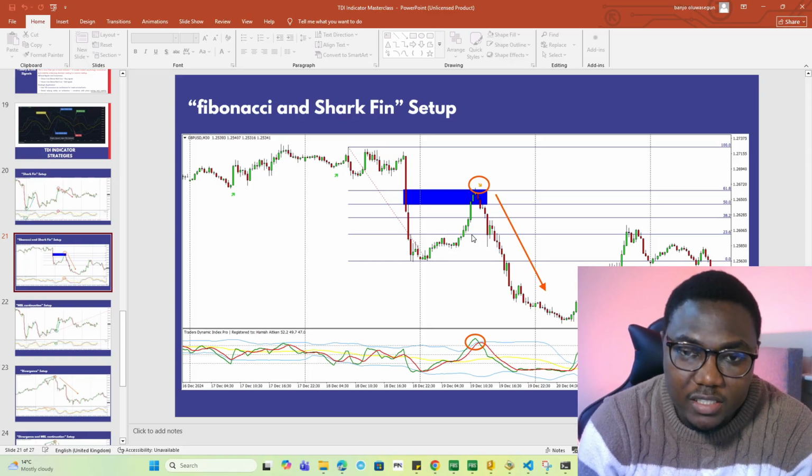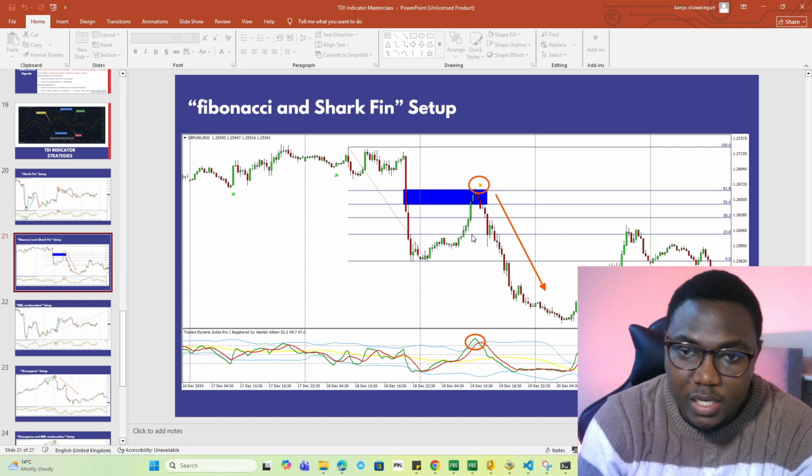Make sure you are using TDI setup with other technical analysis. All right, so the TDI indicator should just be your trigger into the market. It's like your entry condition into the market.